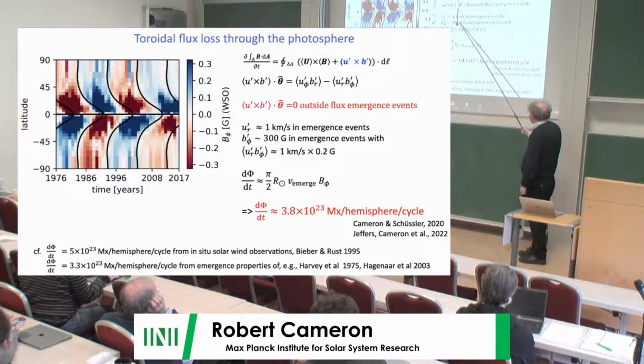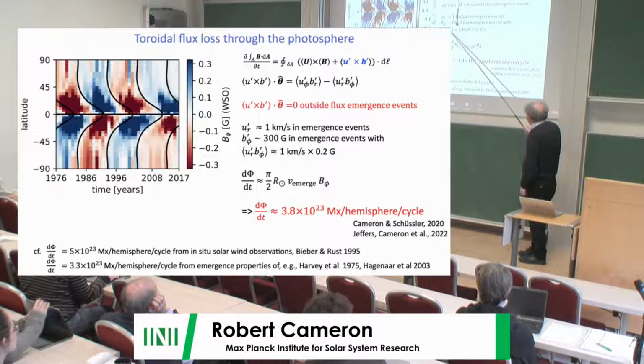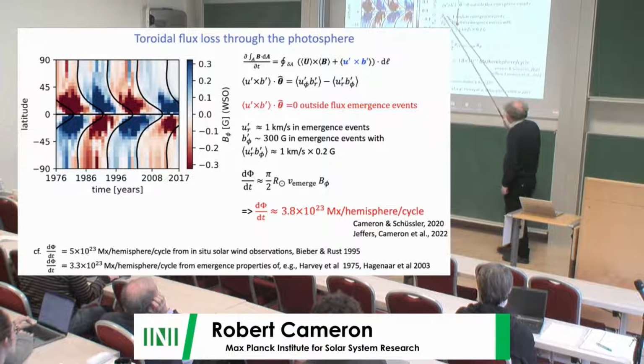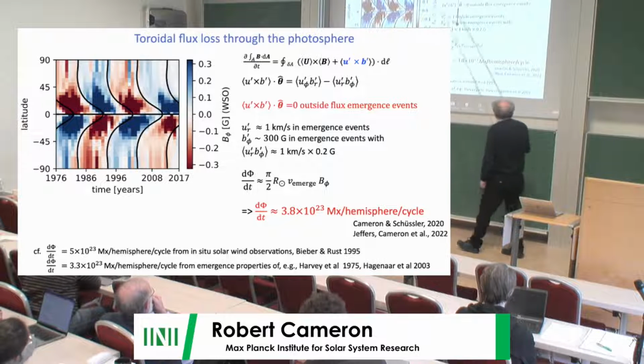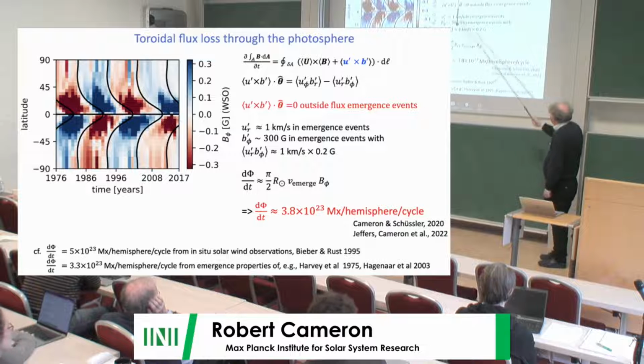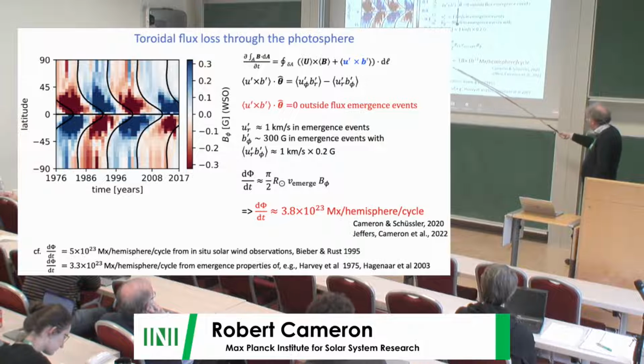This is basically equipartition with the kinetic energy of the convection of the surface, but this is just observed. And the important point is when you take the spatial average, you're going to get 1 kilometer per second times the average field strength we see up here. And this is about 0.2 Gauss. So then this integral becomes the emergence times, there should be in brackets here, the average field strength, which is 0.2 Gauss, times pi on 2r just for the dl. You can do this and you get 3.8 times 10 to the 23 Maxwells per hemisphere per cycle.